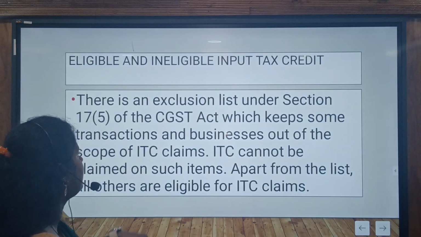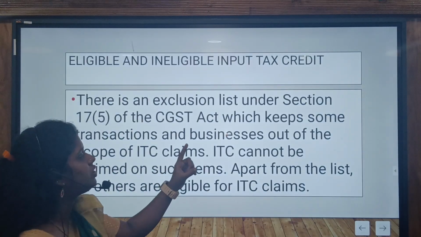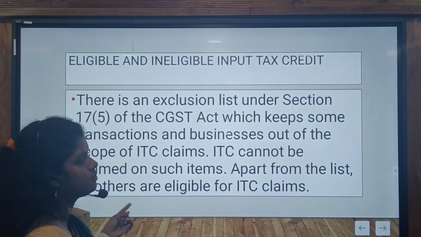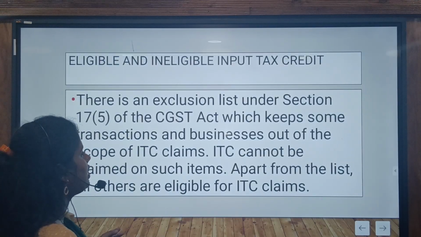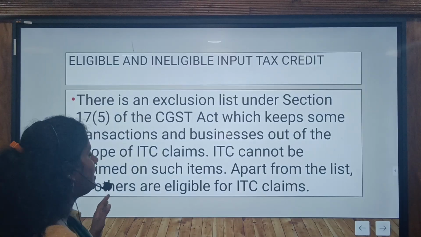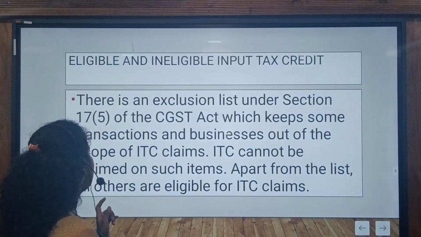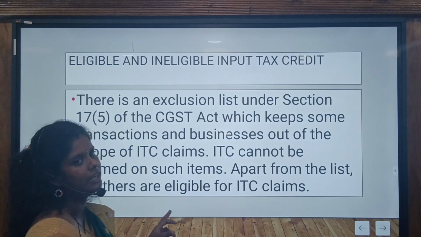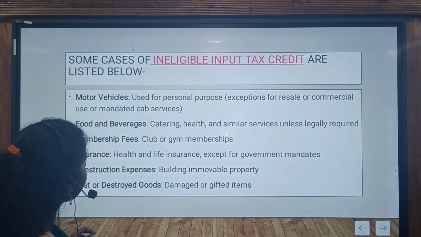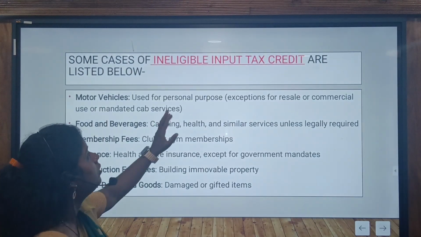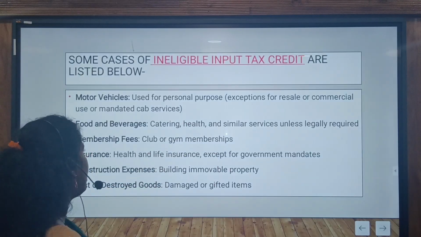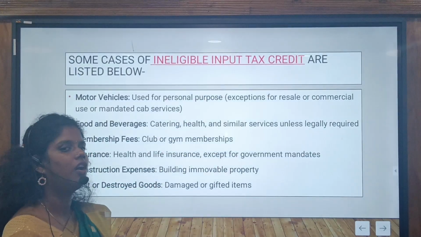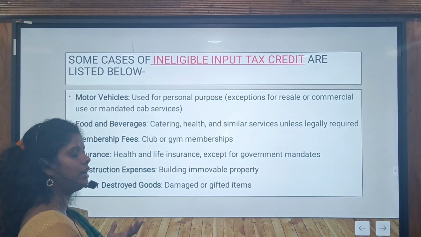Eligible and ineligible input tax credit. Section 17 subsection 5 keeps some transactions and businesses out of the scope of ITC claims. ITC cannot be claimed on such items. Others are eligible for ITC claims. Some cases are listed below. Some of the input tax credit is not eligible for claim.